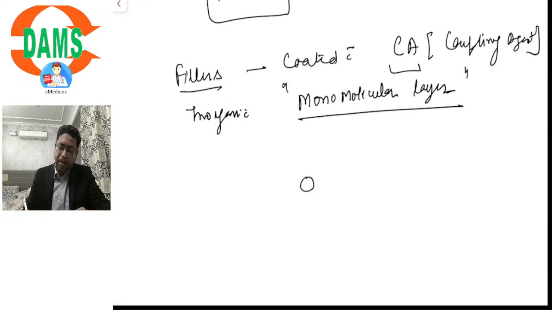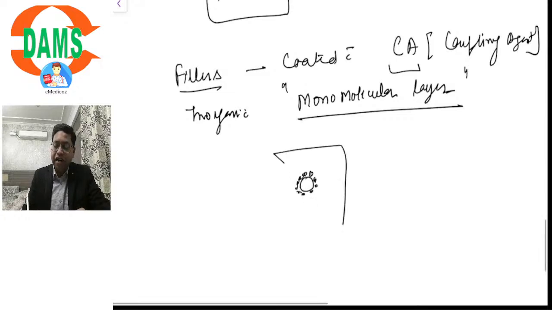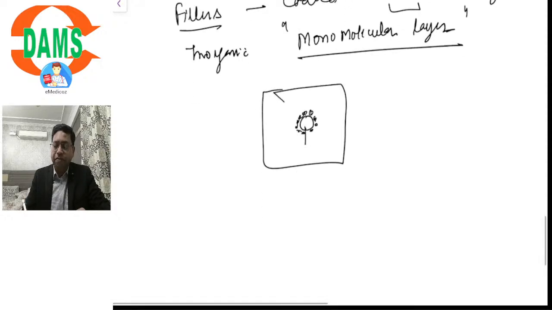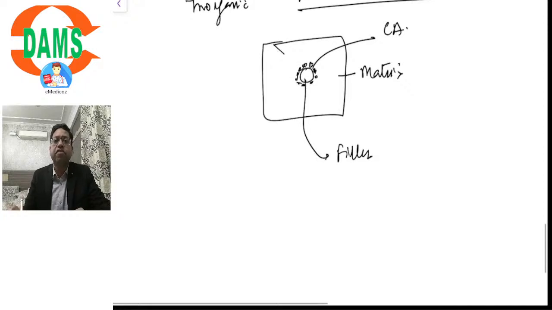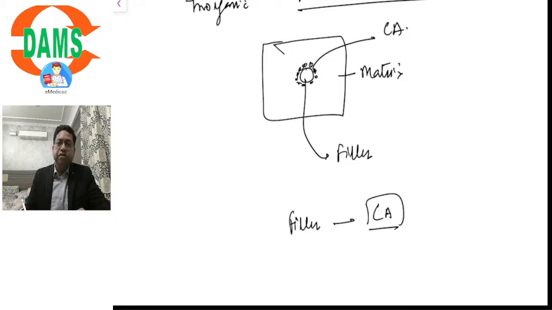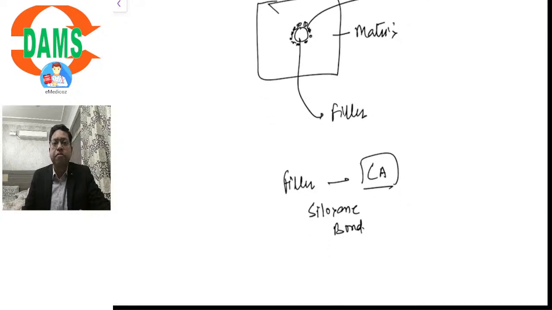So if this is a filler particle, we would apply a monomolecular layer of coupling agent that would be added to the matrix. So it forms a bond with the matrix. This is a filler, this is a matrix, and this is a coupling agent. Ca stands for coupling agent. Now, this filler particle is bonded to the coupling agent by a bond called siloxane bond. What is a siloxane bond? It consists of silica, oxygen, silica molecules.